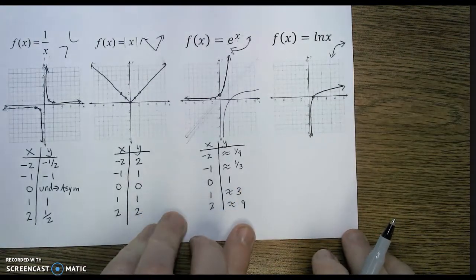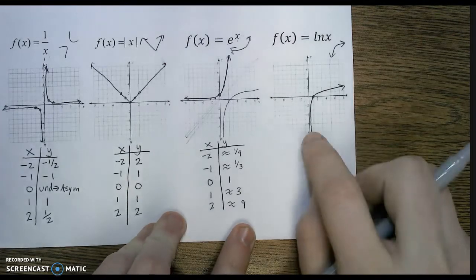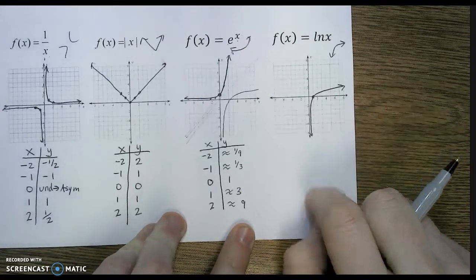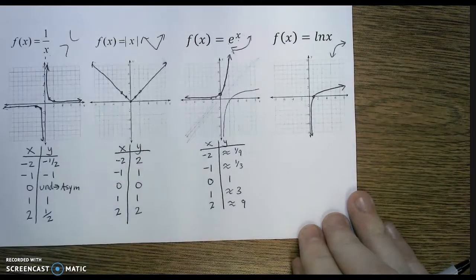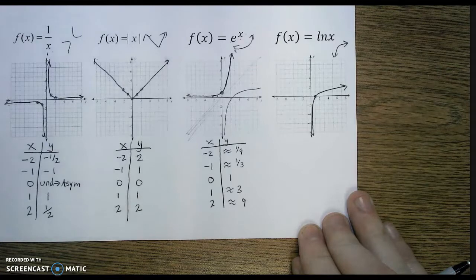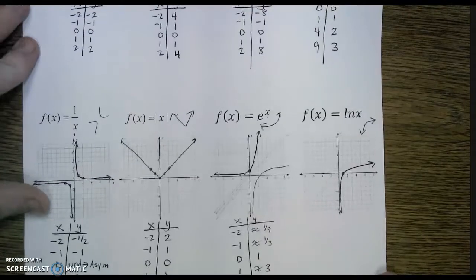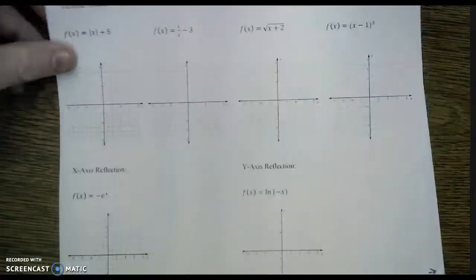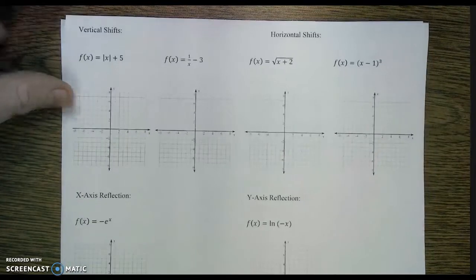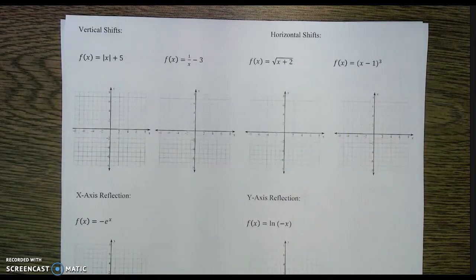So that is your natural log graph. And this wouldn't be a very good table. You could use a calculator and get some values, and just like the rest of the tables, it'll help you plot some points. Now that is your library of functions. These are functions that you need to know and that we're going to use a lot. On the next page, we're taking those functions and we're changing them. We're going to be doing different types of shifts.